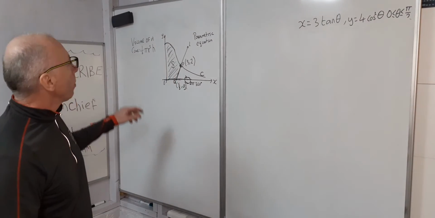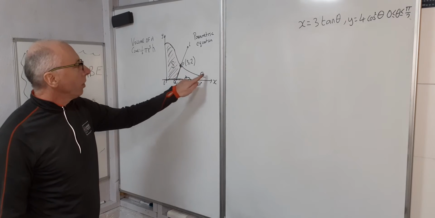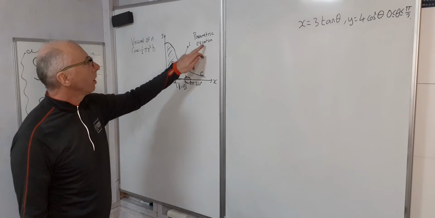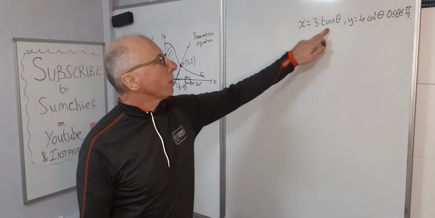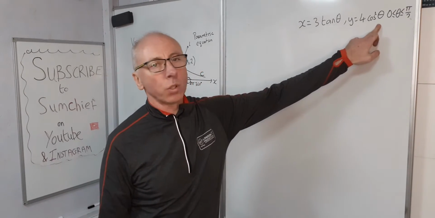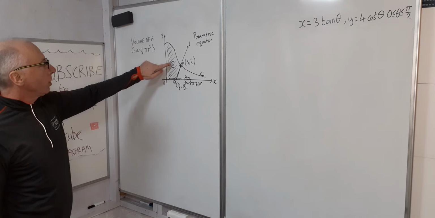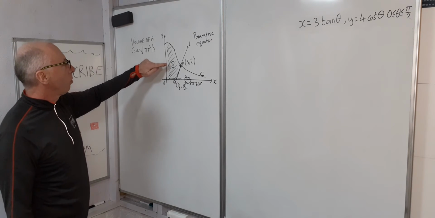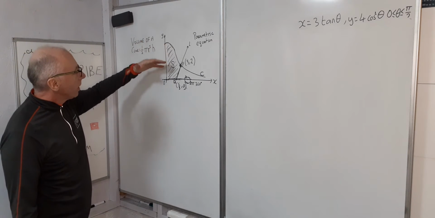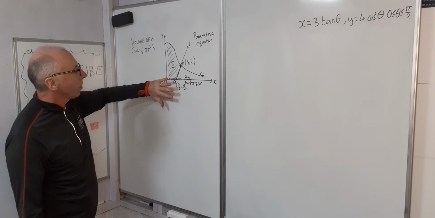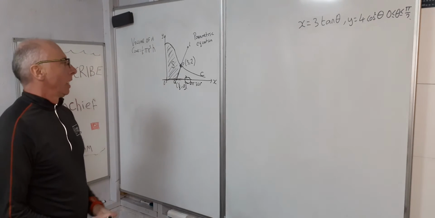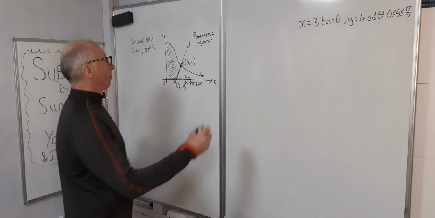Okay, so in this question, we've got a parametric curve C, with parametric equations x is 3 tan theta, y equals 4 cosine squared theta. Now what we're interested in for this question is the shaded region S. And what we're going to do is rotate it around the x-axis by 360 degrees, and then find the volume of it.